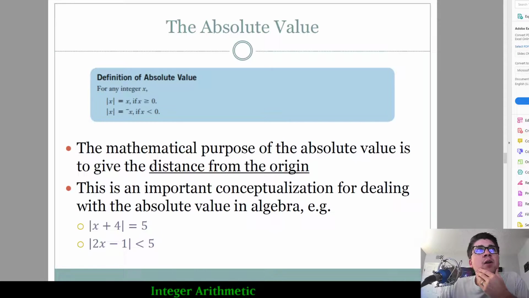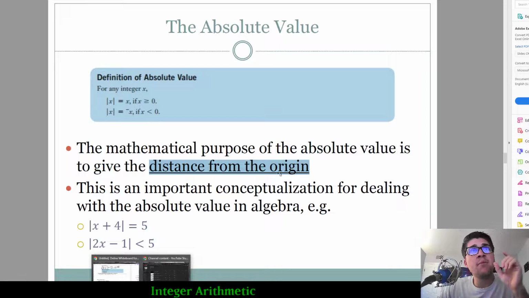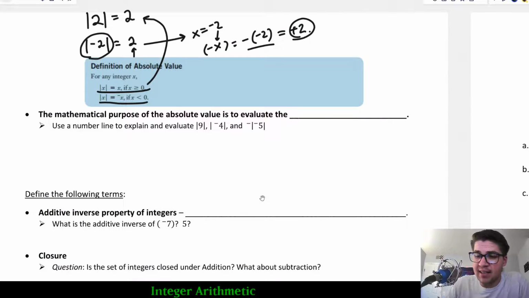And ultimately, what does the absolute value do? What is the purpose? The purpose of the absolute value is to give us the distance from the origin. How far away is it from square 1? And remembering that idea is actually just as important as anything else. So, say we're talking about 2 on the number line, right?